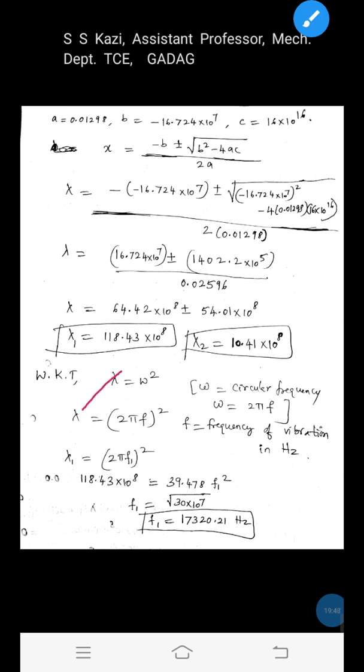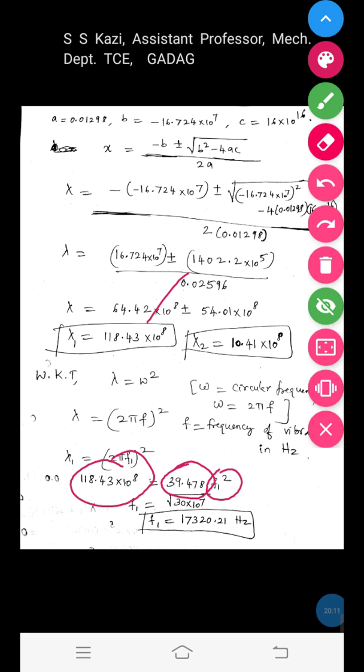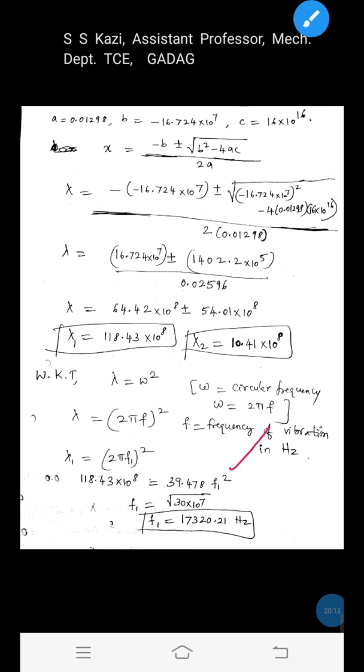Now lambda is equal to omega square, and for omega you substitute 2 pi f, so lambda 1 is equal to 2 pi f1 whole square. Lambda 1, just now we got the eigenvalue, 118.43 into 10 raised to 8, is equal to 2 times pi, which is 39.478, into f1 square. From this we get f1 equal to 17,320.21 hertz, which is the natural frequency of the vibration.